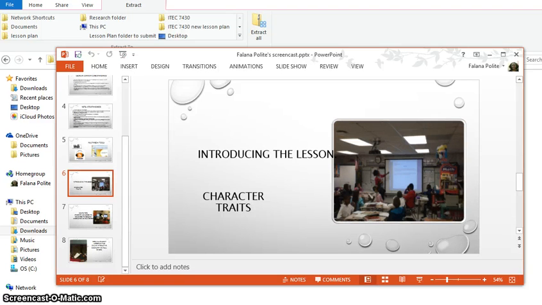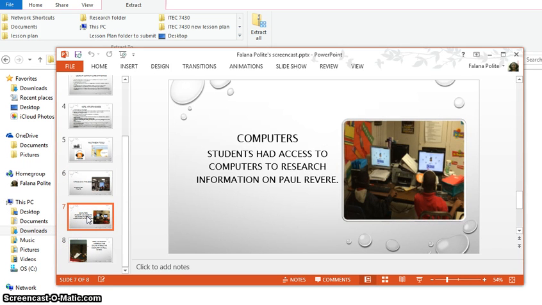Students had to use critical thinking and higher order thinking skills for this lesson. They evaluated and analyzed Paul Revere to determine his character traits. Students collaborated and communicated with each other as they used technology and put together their presentations.